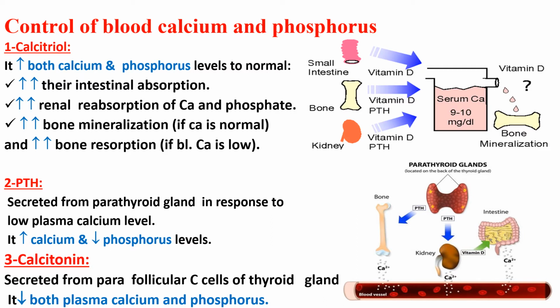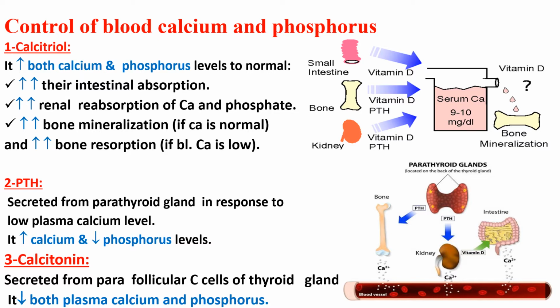As regards bone, if the calcium level is normal, it helps to deposit calcium and phosphorus into bone, so it helps in bone mineralization. While if the blood calcium level is low, it helps to destroy bone and releases calcium and phosphorus into the blood in order to increase their levels in the blood to normal.